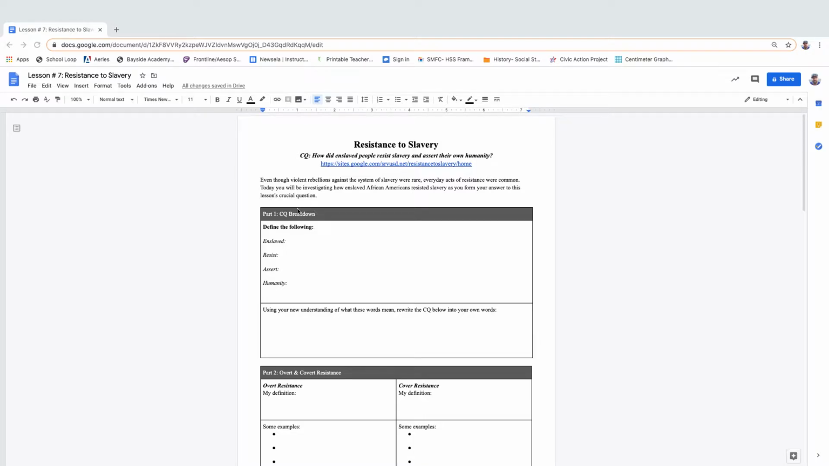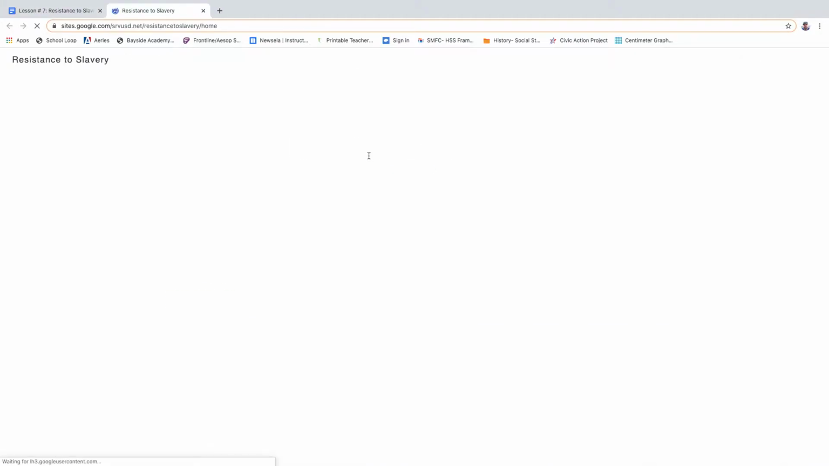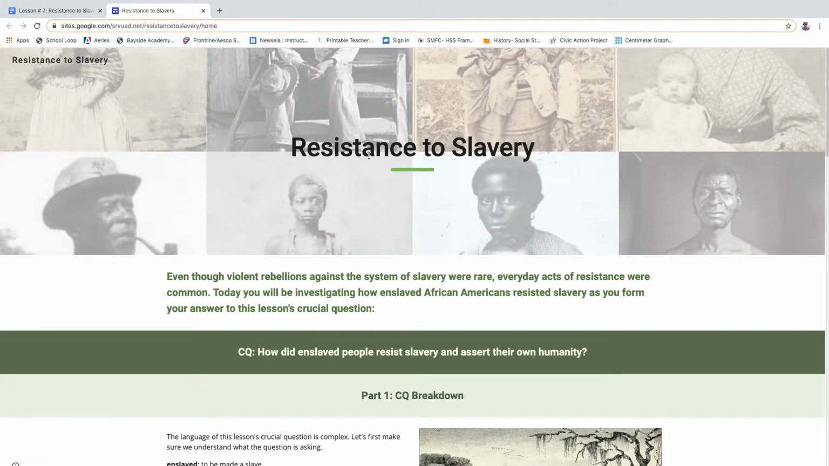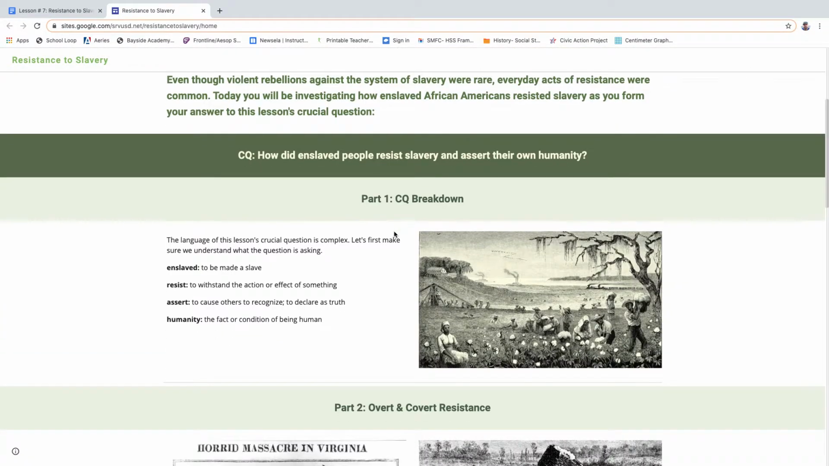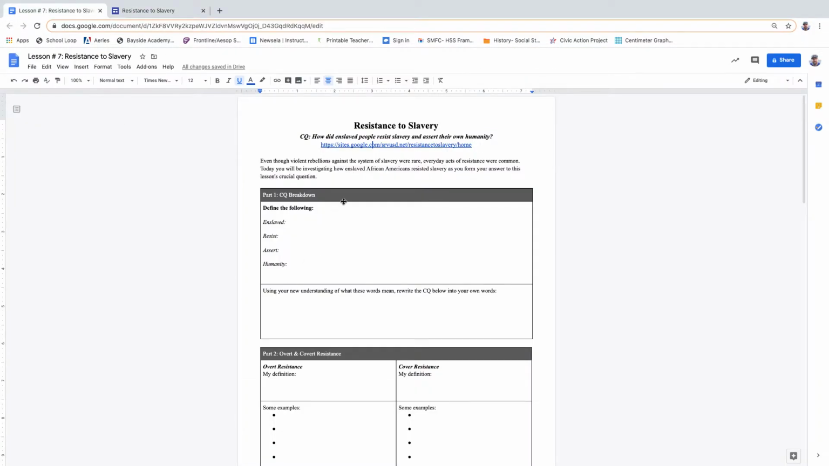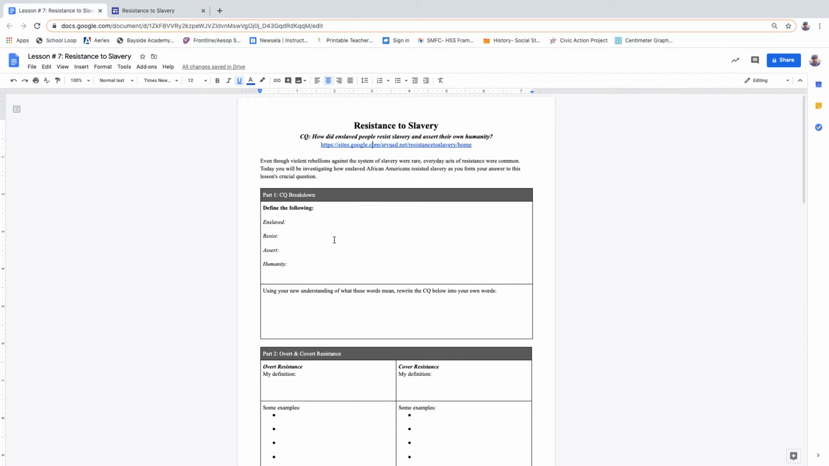Now, what we have here is a link, and I will also be giving you an external link for you to look at as well, and it will take you here. This is really broken down, very straightforward. You're going to define the following: enslaved, resist, assert, and humanity. I want you to know what these words mean in detail. Guess what? I have these words right here. We're going to take these terms and place them here.